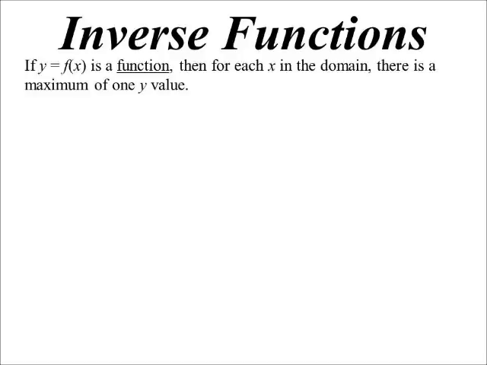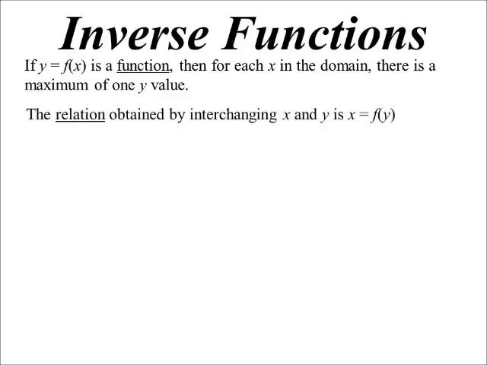y equals f(x) is a function. Well, we know the definition of a function. We know that for every x in the domain, there's at least one y value. We can use the vertical line test to visually see if it's a function, that sort of idea. Now, the relation, if we swap the x and y's around, now this stage is just a relation. We don't know if it's a function yet.